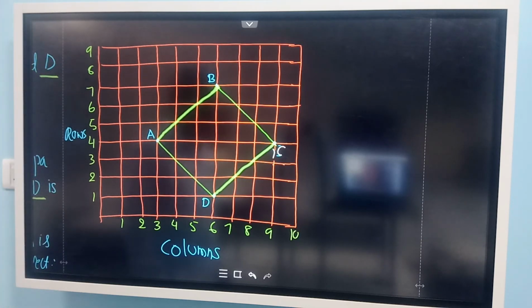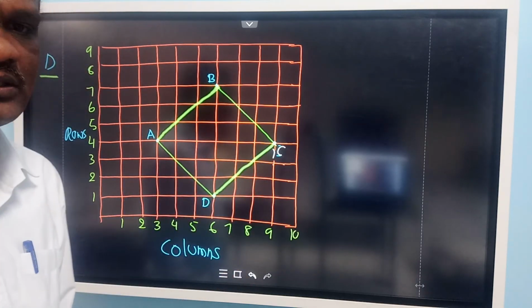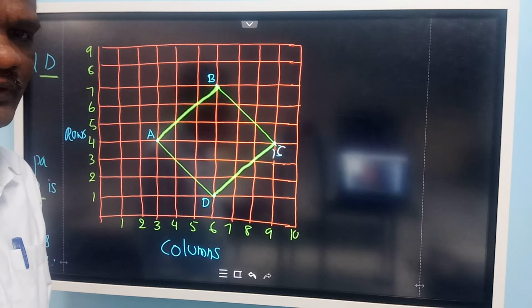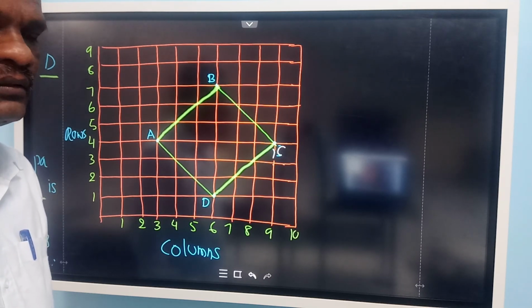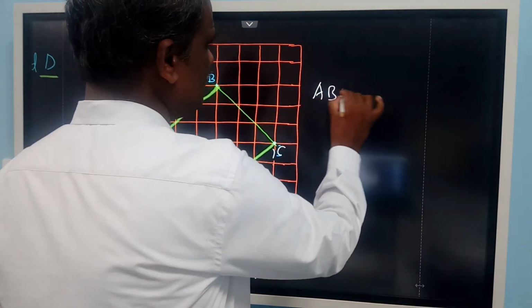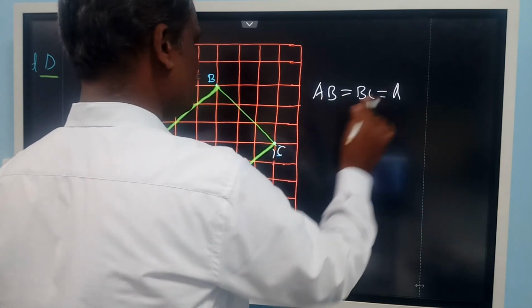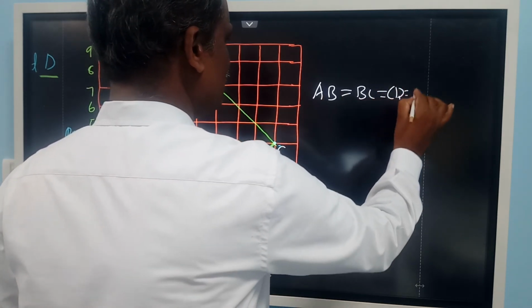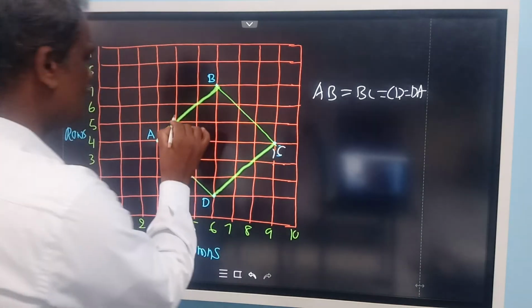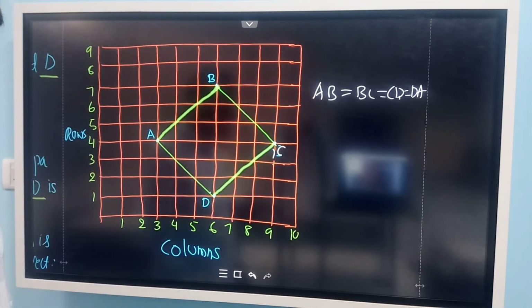So what you have to prove now here, you want to show that it is a square, means what are the things you have to do in this question? What you have to find out? All the sides are equal. Is it enough? I will show that AB is equal to BC is equal to CD is equal to DA. If I show that, that's not enough.